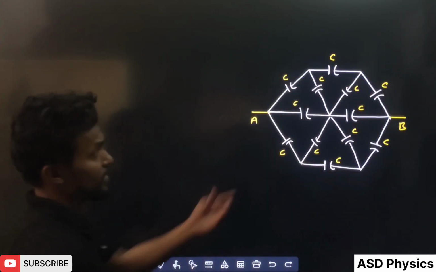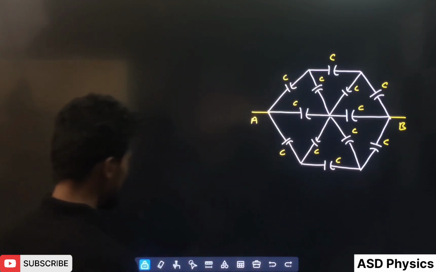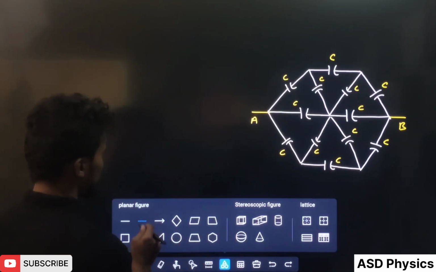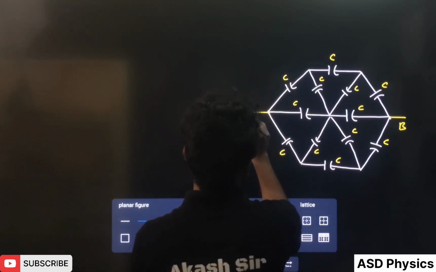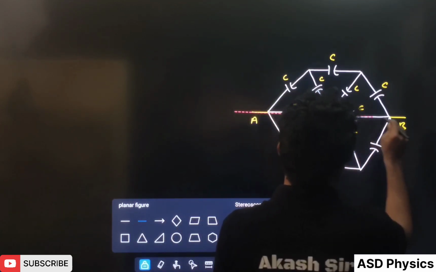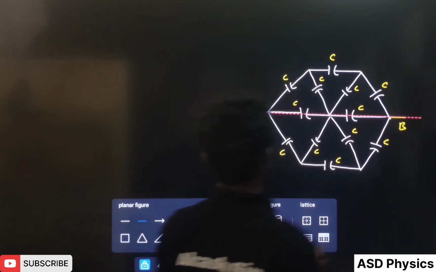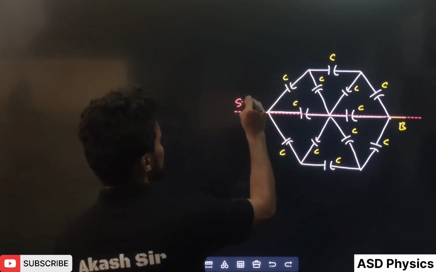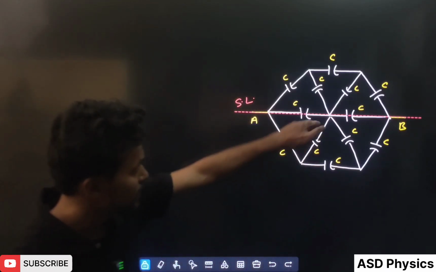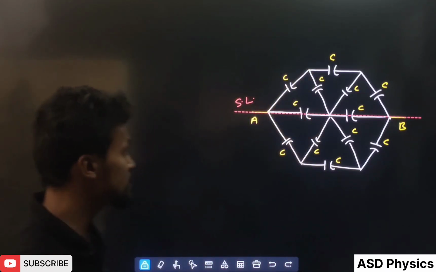Here also, students, it looks like a hexagon, is it? First, let me draw the symmetrical line here. Across A and B we have to calculate now. See here, students, I have drawn one symmetrical line. This is the symmetrical line. Again, you see above this line and below this line, what is there?